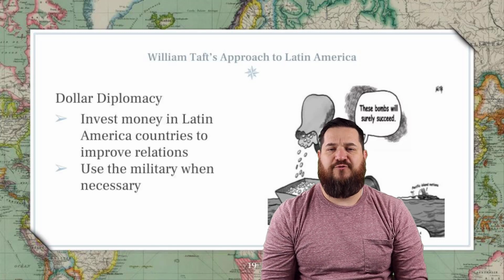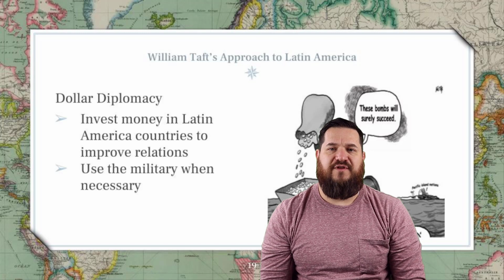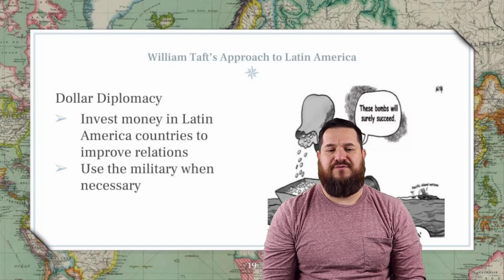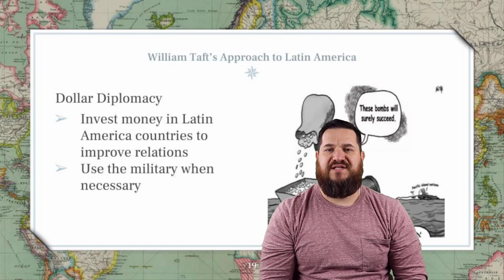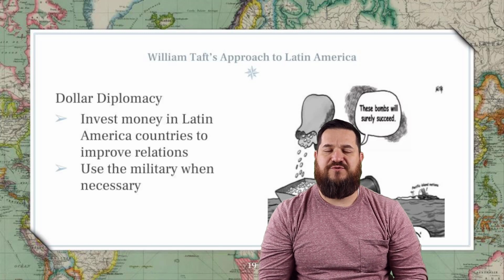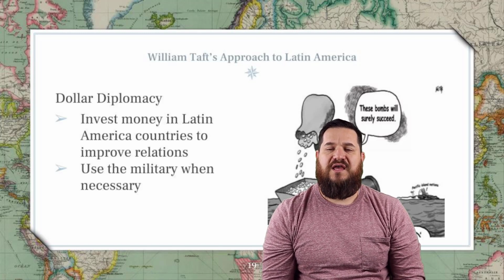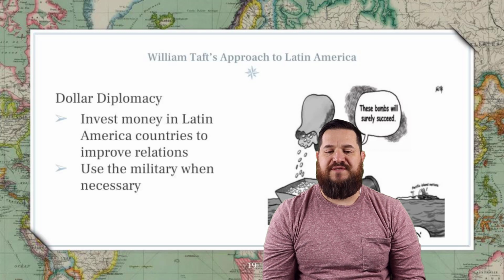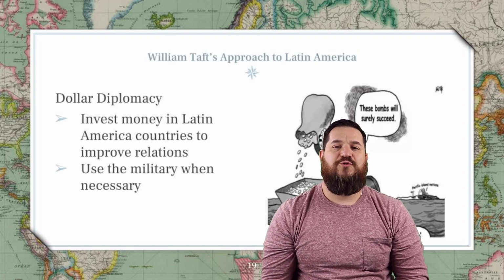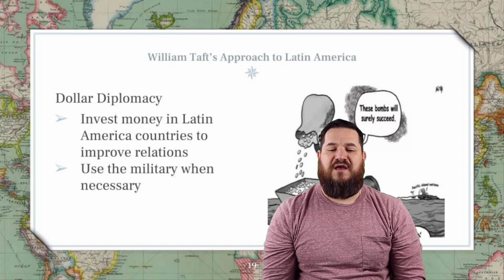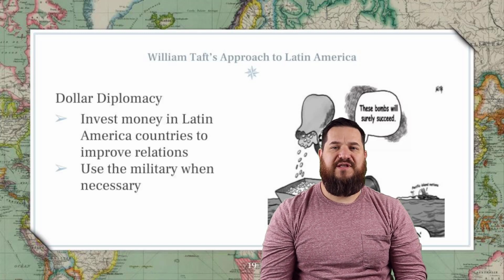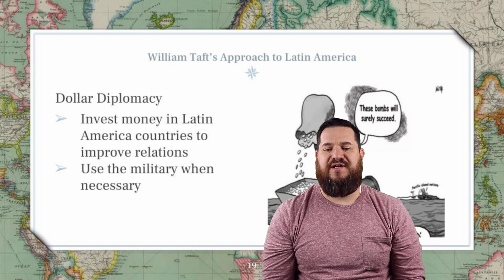But how did presidents after Roosevelt get what they wanted for the United States as far as imperialism goes? Well, the next president, President Taft, the same guy that was the governor of the Philippines, used what was called dollar diplomacy. He thought that investing money in Latin American countries would really help improve relations. And Taft knew that if he really needed to, he could also rely on the military.